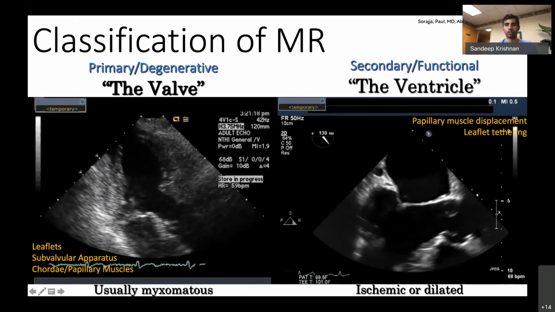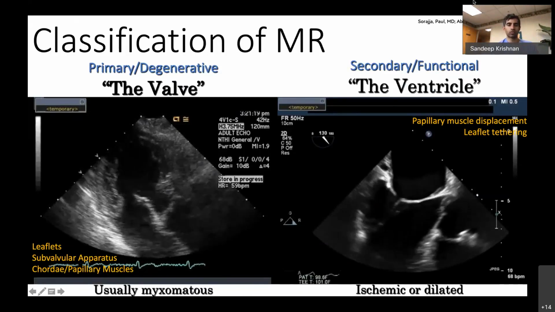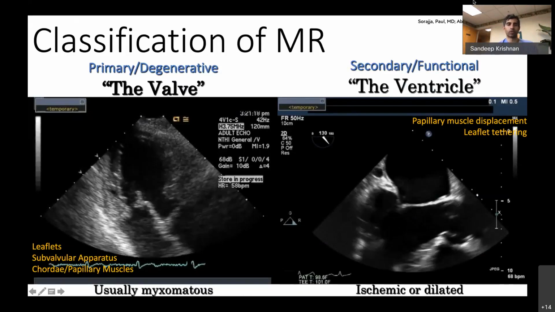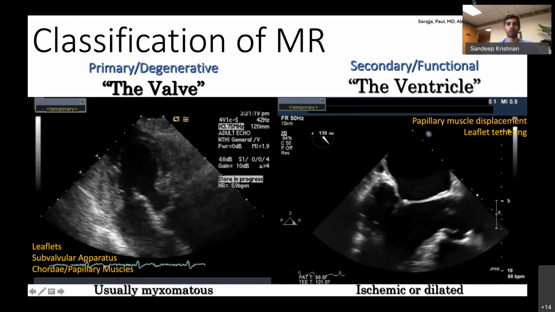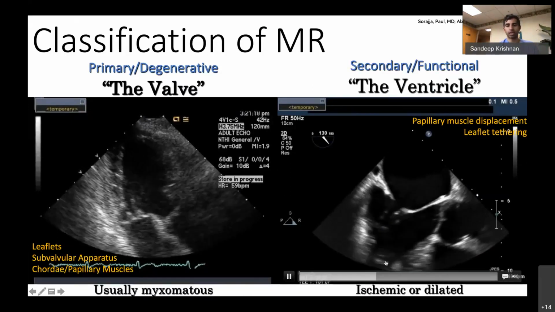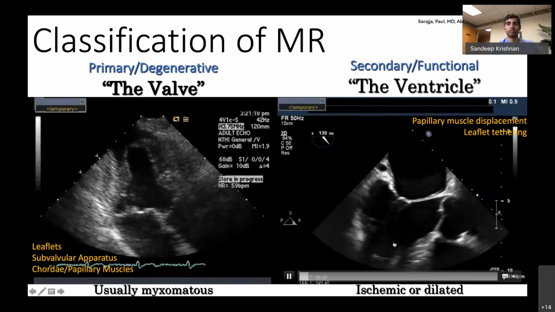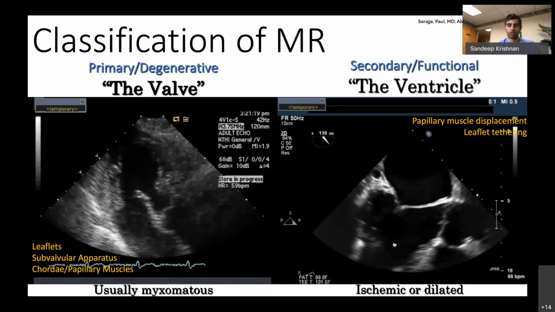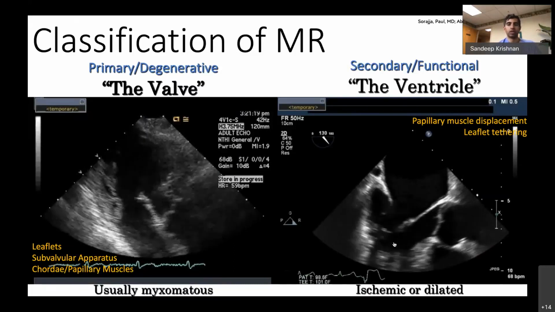And that's how we classify these two different types of MR. One is primary, on the left, where the valve is really the problem. Here you see the ventricle moving just fine. And here, the second one, the valve is fine, but the problem is the ventricle is not moving well.